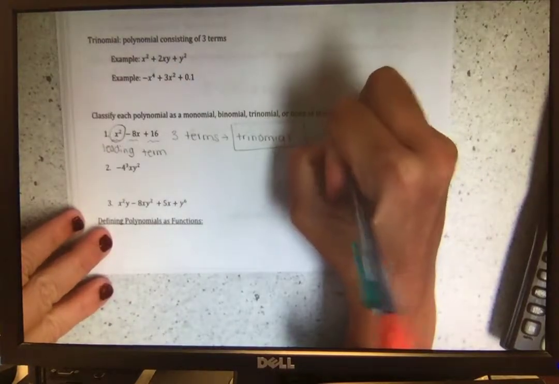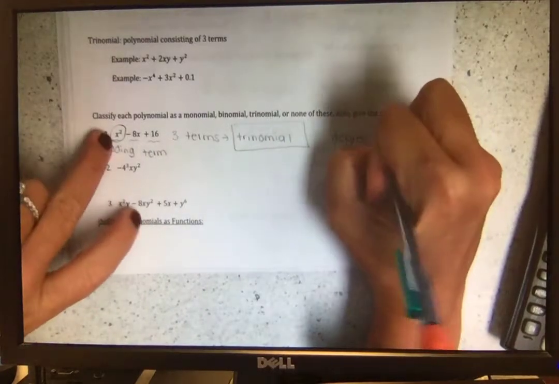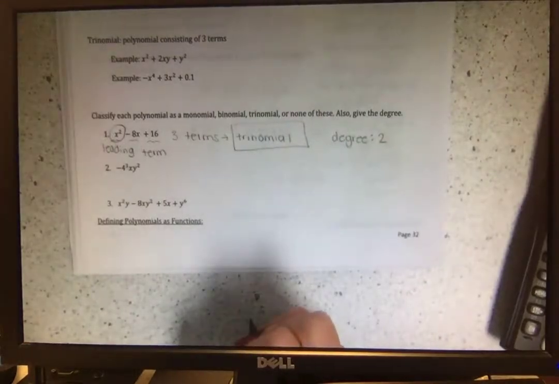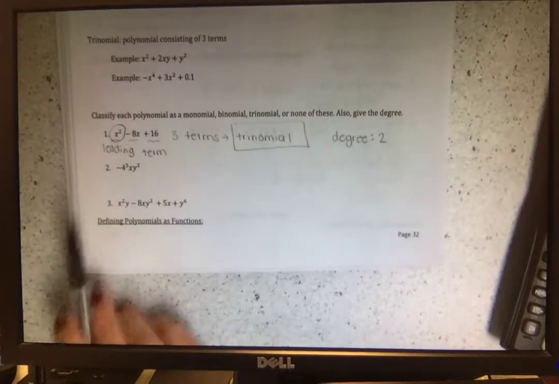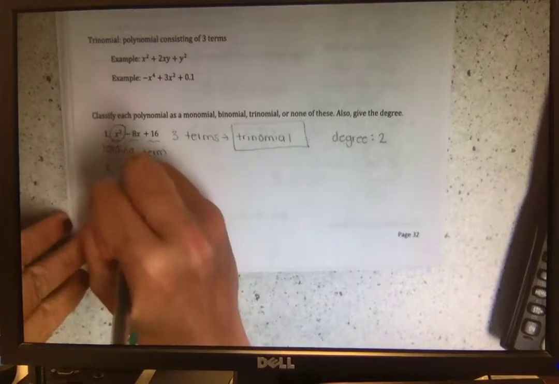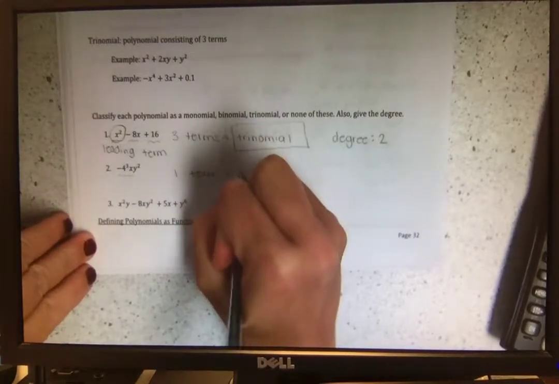So here our degree is the sum of the exponents for that leading term, which will be 2. So our degree will be 2. Next we have negative 4 cubed xy squared. There's only one term here.